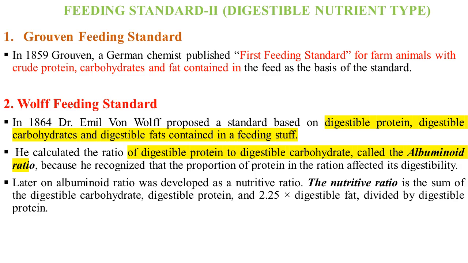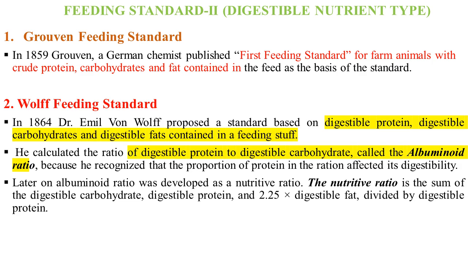Feeding Standard 2, Digestible Nutrient Type. 1. Gruen Feeding Standard. In 1859, Gruen, a German chemist, published the first feeding standard for farm animals with crude protein, carbohydrates and fat contained in the feed as the basis of the standard. 2. Wolf Feeding Standard. In 1864, Dr. Emil von Wolf proposed a standard based on digestible protein, digestible carbohydrates and digestible fats contained in a feeding stuff.